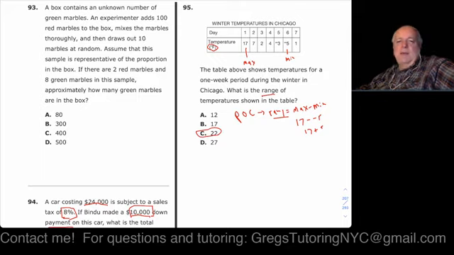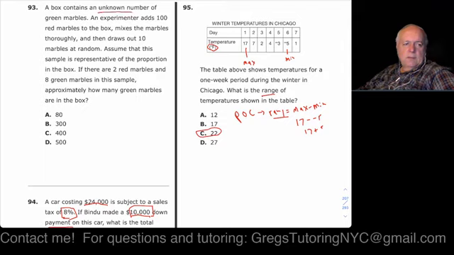I'm just basing it on what I feel, plus my experience working with so many students on so many of these questions already. Okay, so this is a word problem for sure. So let's be careful going through it. A box contains an unknown number of green marbles. So let's call that X.